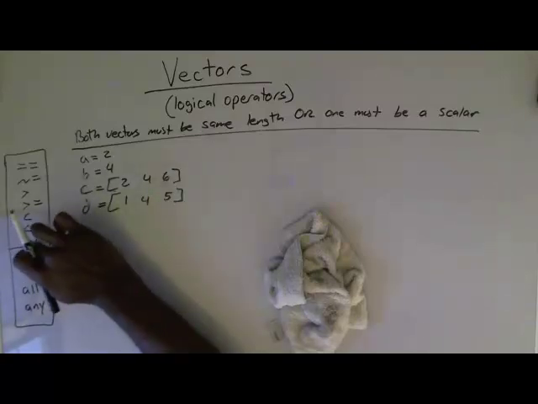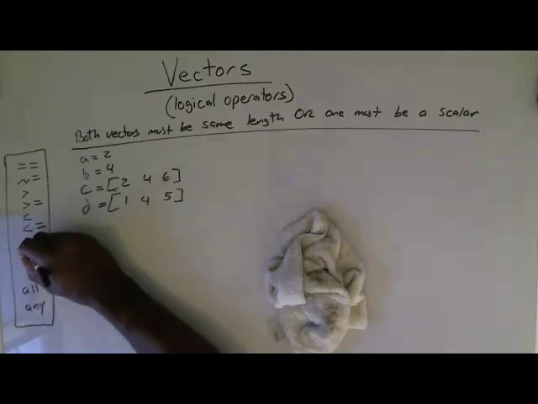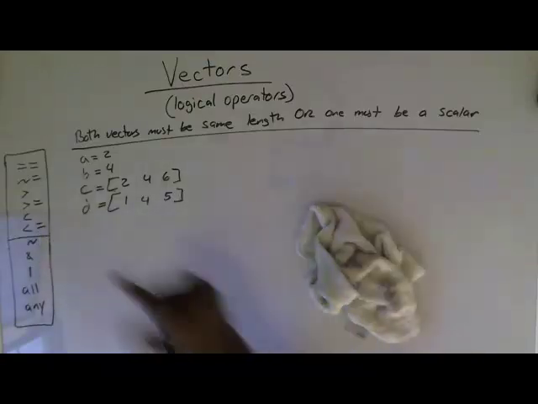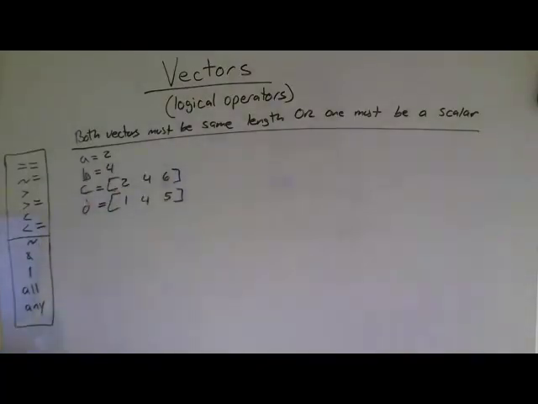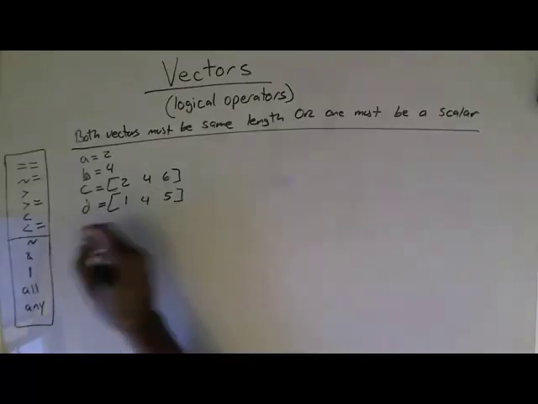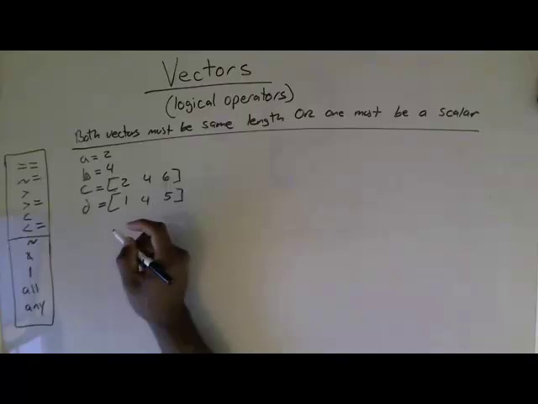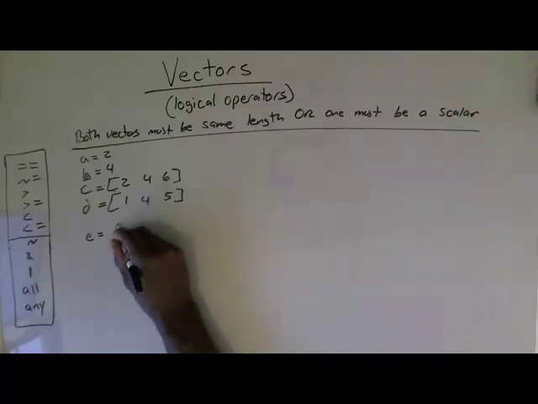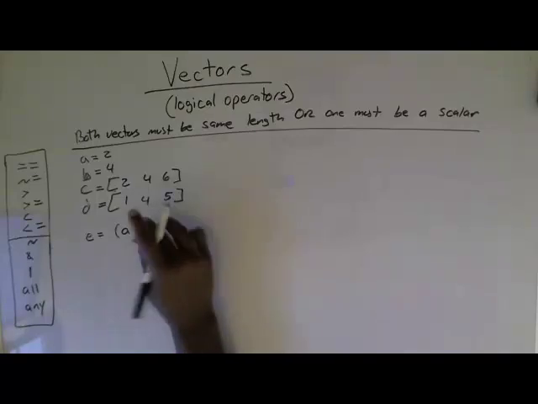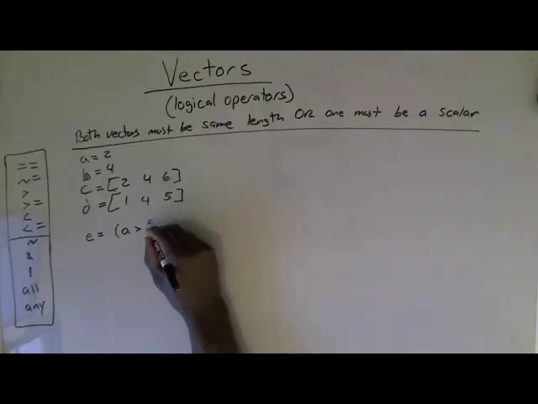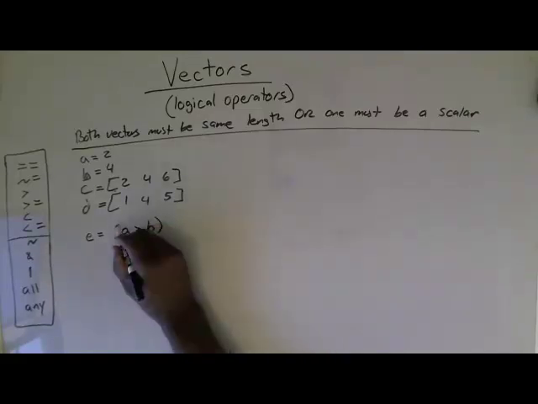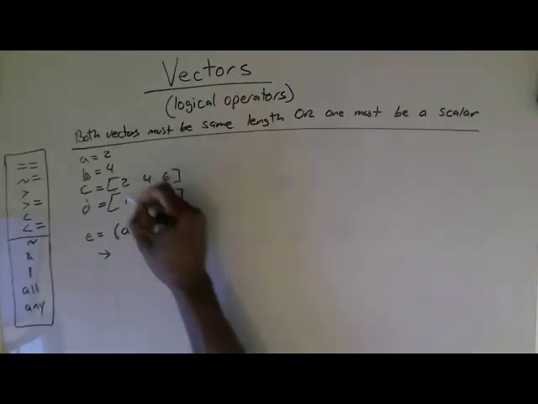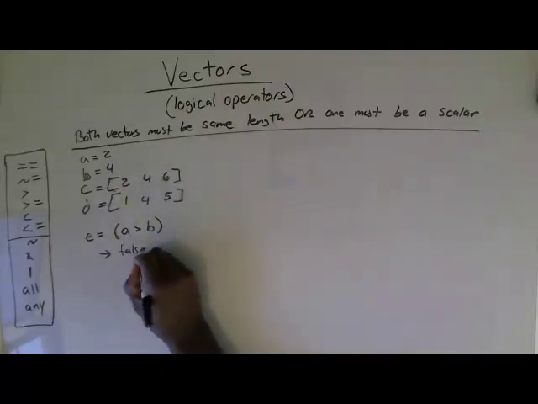Okay. In fact, I drew that line sort of in the wrong place. This not operator does some interesting things. So now let's talk about this not operator. If I did, let's say, E equals A greater than B. Well, E is 2 greater than 4? No, so that's false, right?